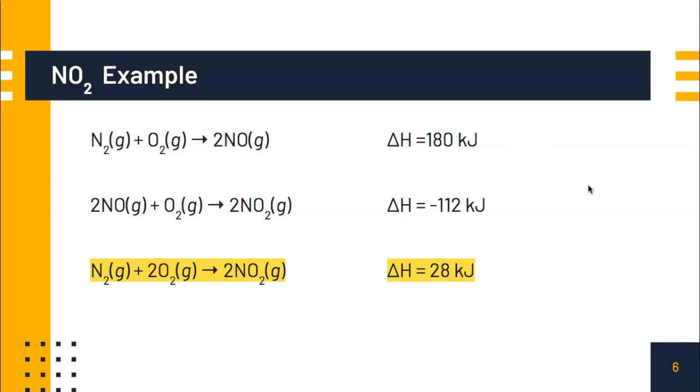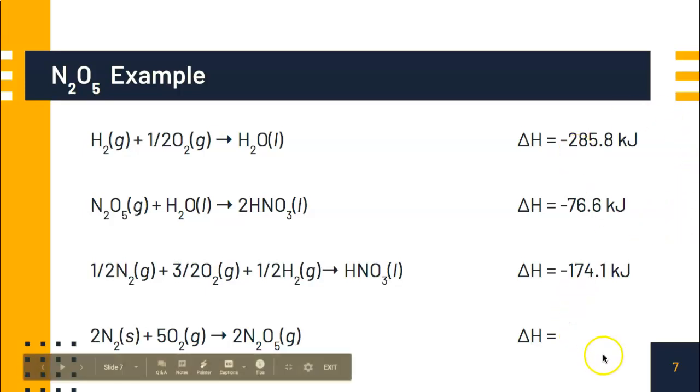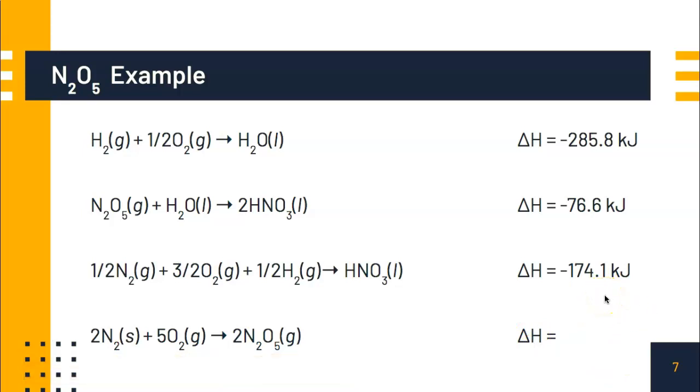So, hopefully that seemed very simple. We didn't have to flip any signs, we didn't have to multiply by any coefficients. Our second example is not going to be quite so simple, but I think it'll be just fine. You'll get it right away. So here we're looking at dinitrogen pentoxide, the formation of dinitrogen pentoxide. And again, our first step is to identify our target equation. If we look, there's only one that doesn't have a known enthalpy change, so that means that this is going to be our target equation.